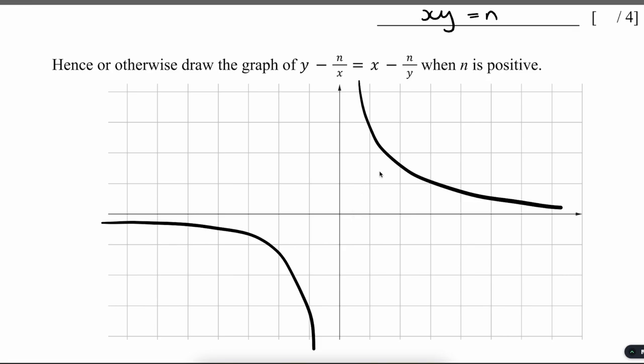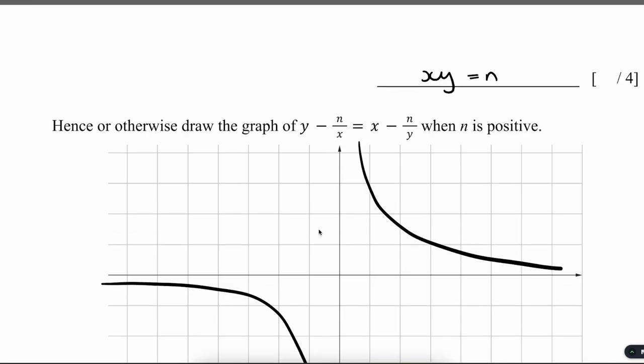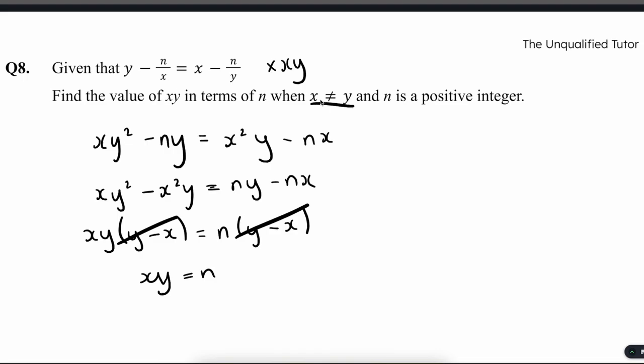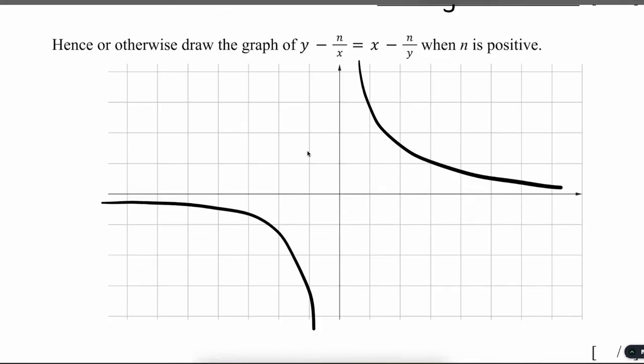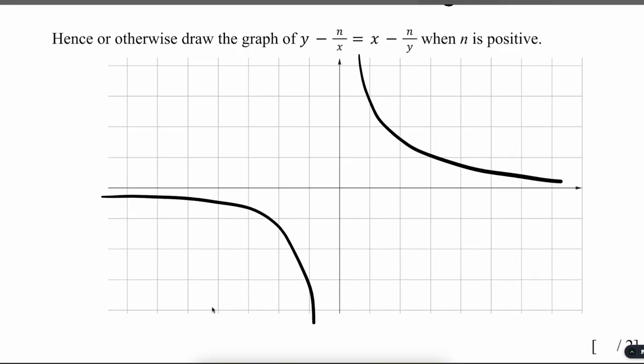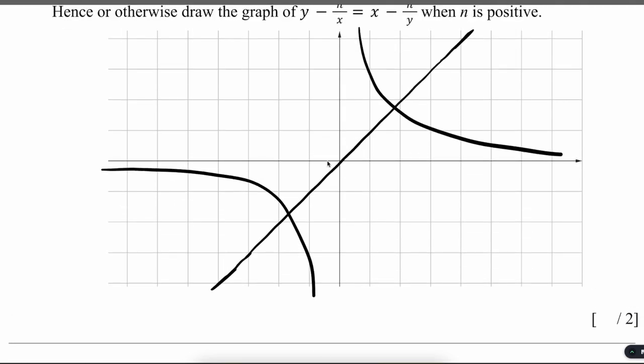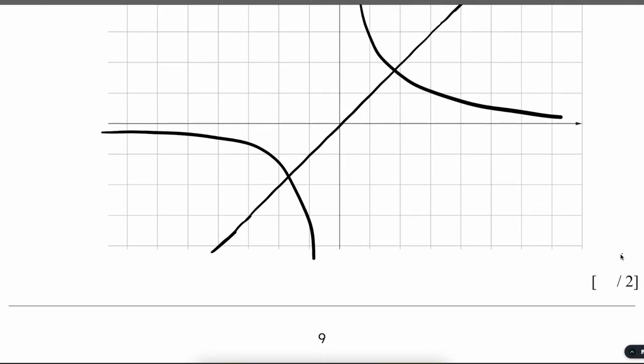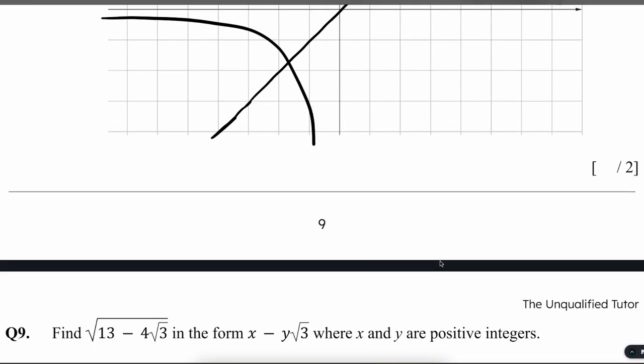And then you also have to be concerned with y equals x. So if y equals x, then you end up with a line going through the middle like so. Something like that. Okay? So there's our graph of y minus n over x equals x minus n over y. If you don't get the x equals y line, then you lose 1 mark. But if you do, then you get both marks, obviously.